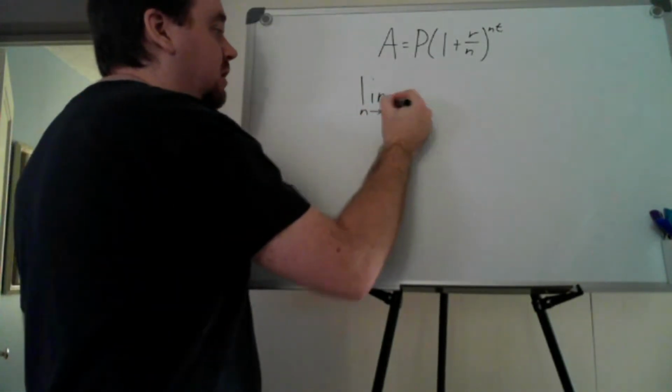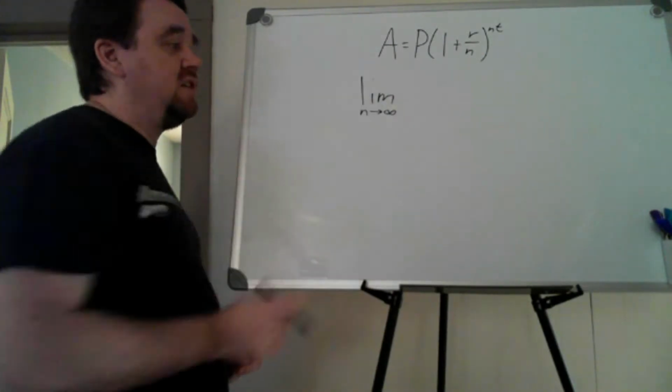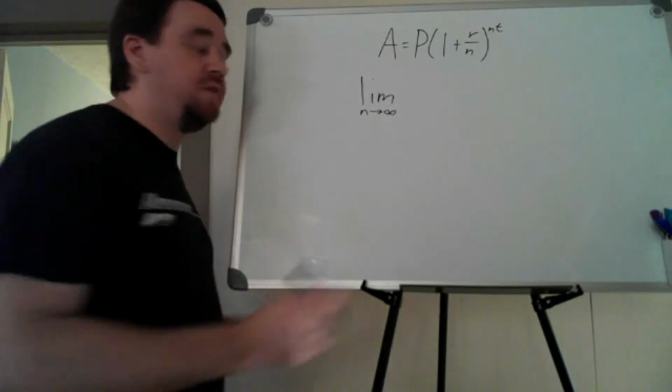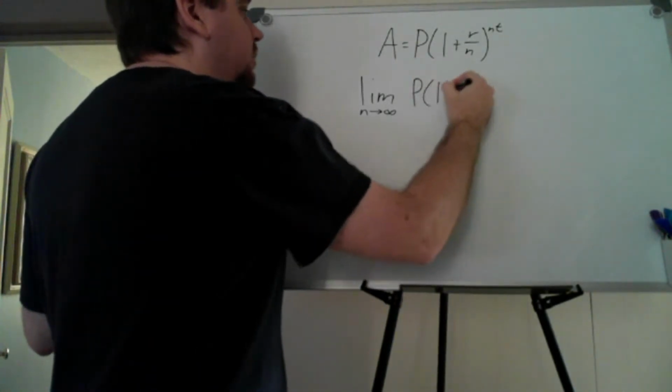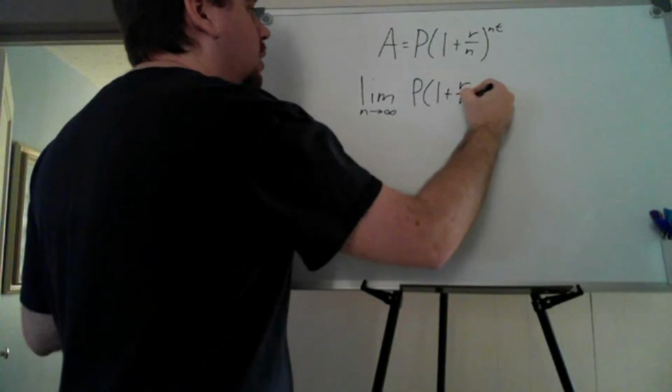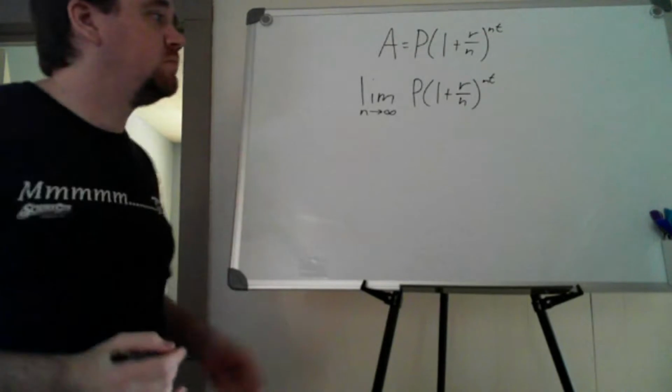And if you don't remember, infinity is just like a sideways 8. So this is the limit as n goes to infinity, and then I write my function. And my function is p times 1 plus r over n to the power of nt.